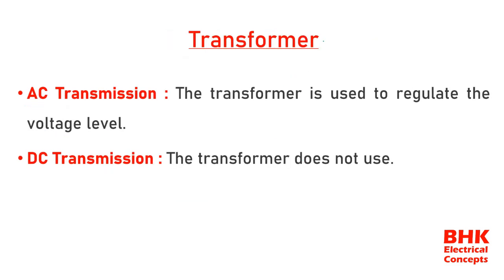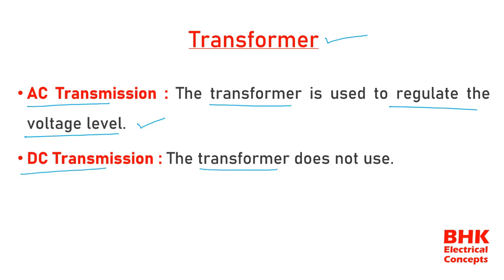And in terms of transformer, in case of AC system, the transformer is used to regulate the voltage levels. If you want to increase or decrease the voltage levels, it is possible by using a transformer in case of AC system. But in case of DC systems, we do not use the transformer, because a transformer is a static device, that too an AC device.